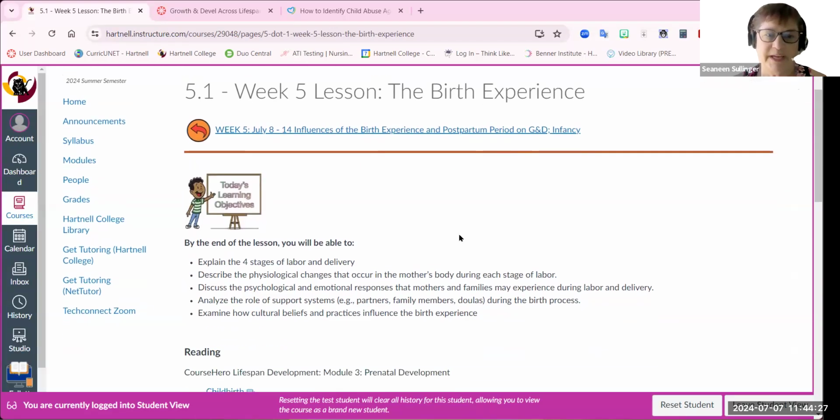So be able to explain the 4 stages of labor and delivery, describe physiological changes that occur with each stage of labor, discuss psychological and emotional responses that mothers and families may experience during labor and delivery, analyze the role of the support systems during the birth process, and examine how culture, beliefs, and practices influence the birth experience. And that's kind of where your activity for this will come into play.